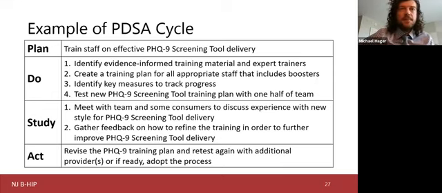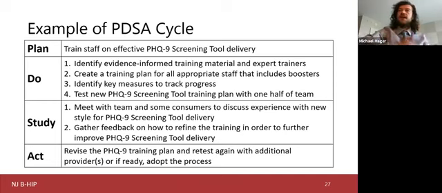So study. Meet with the team and some of the consumers to discuss their experience with this style for the delivery of the tool. Gather feedback on how to refine the training. So not only are we relying on what we had in our measure, in our do, our third item in do, identify key measures to track progress. We can track our progress, but we have this feedback now too, to have a global sense of what we're doing with this training plan.